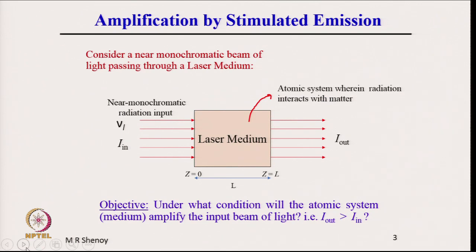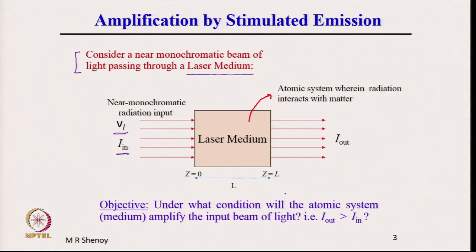Now, consider a near monochromatic beam of light passing through a laser medium. A laser medium here refers to a medium which can amplify if pumped suitably. A near monochromatic radiation input of frequency nu L. I in is the intensity of the incident radiation passing through the laser medium.